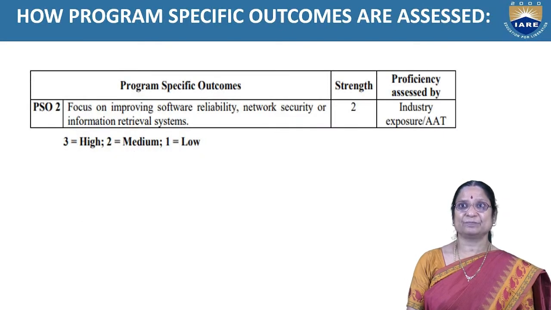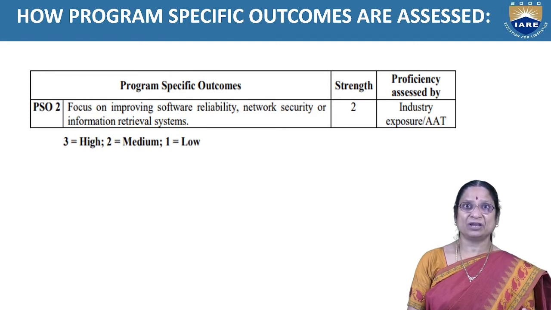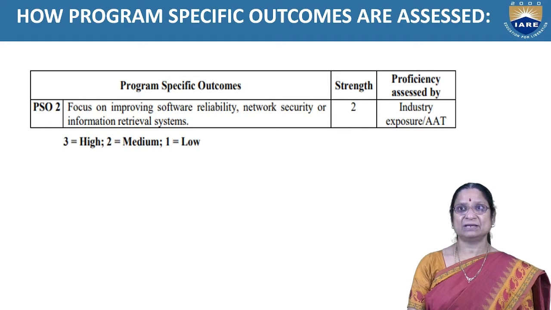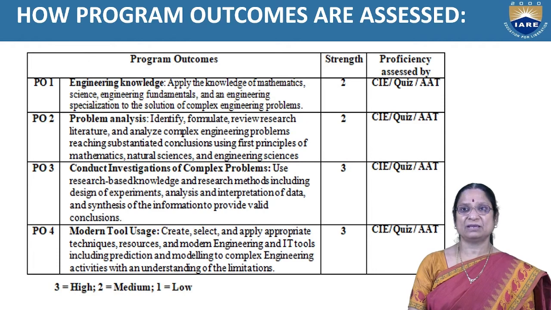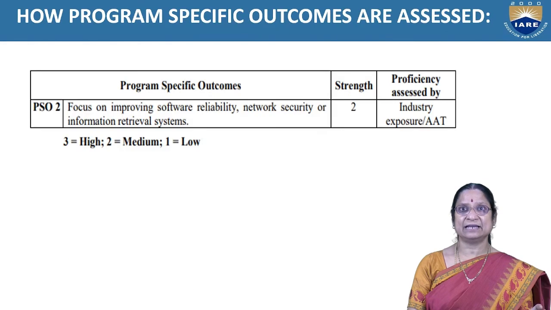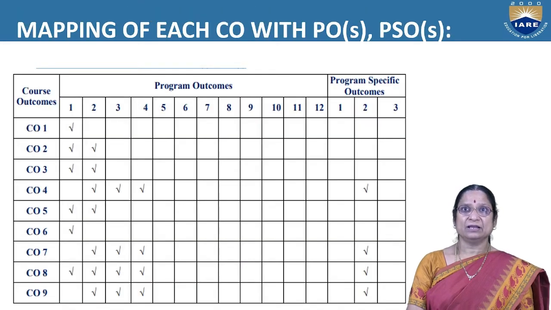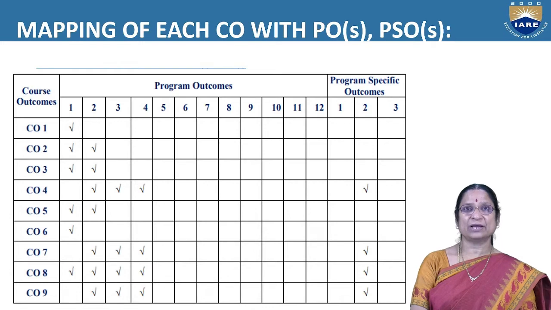We'll assess that further. And 1 PSO is mapped to this course. The program specific outcome relevant to this course is the focus on improving software reliability, network security, or information retrieval systems. Here we are using it for retrieving from the system. And the strength is 2, because the proficiency is going to be assessed by industry exposure and the AAT. And the first 4 POs are going to be assessed by CIE, continuous internal assessment, examination, quiz, AAT, and videos also. So this is the mapping we are going to do.